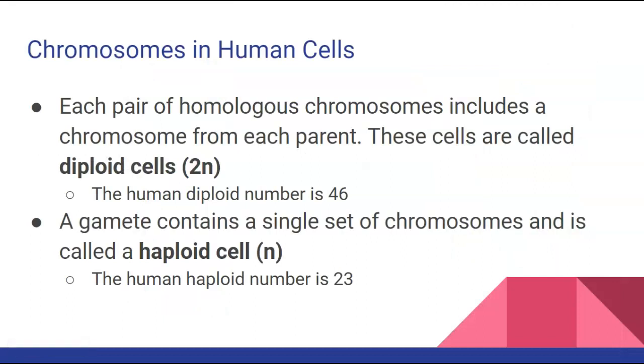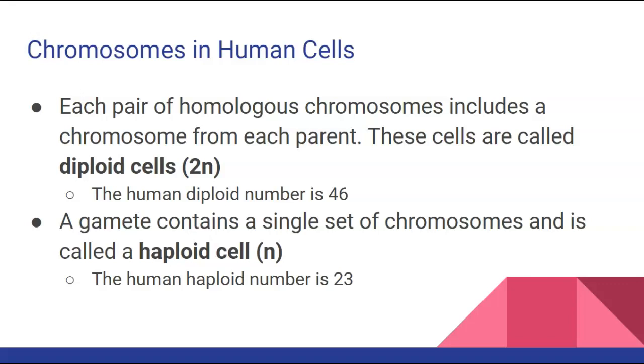So, going into a little bit more detail with the chromosomes in human cells. When we're talking homologous chromosomes, when we talk about the pairs, there's 2, one from each parent, and cells that have the pairs of homologous chromosomes are called diploid cells. That's a very important distinction. Diploid cells are like your body cells. The human diploid number is 46, right? We have 46 chromosomes. Our diploid number is 46.